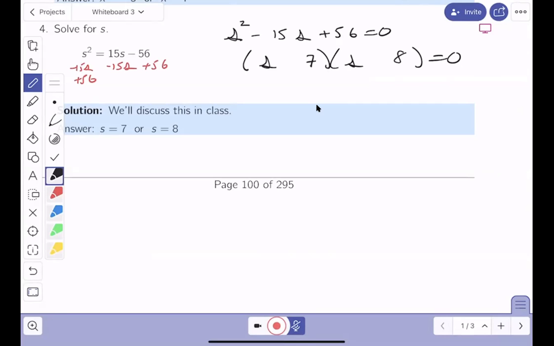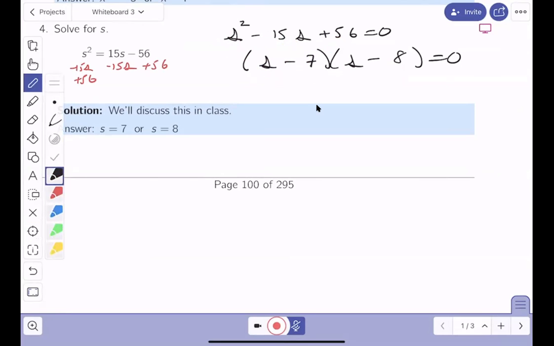And why is that? 8 times 7 is 56. Now I'm going to put minus down. I'm still going to check it. I would never say this right until I check it. s times s, s squared, beautiful. Minus 8, minus 7 is minus 15. That's beautiful. And what do I get over here? Plus 56. Now what do I do?